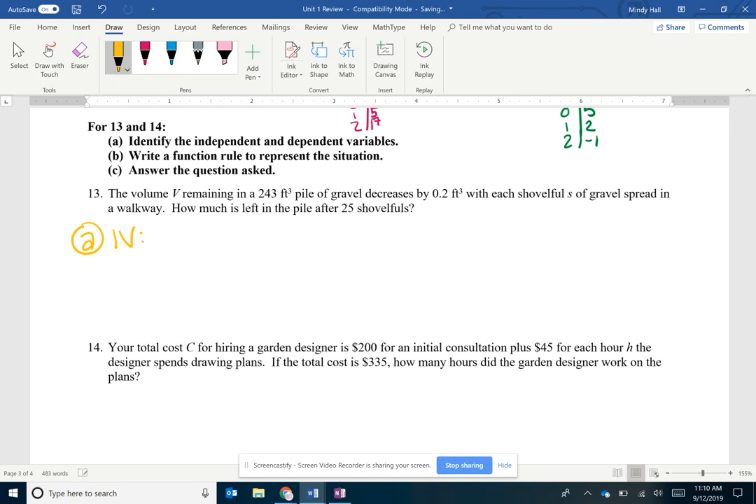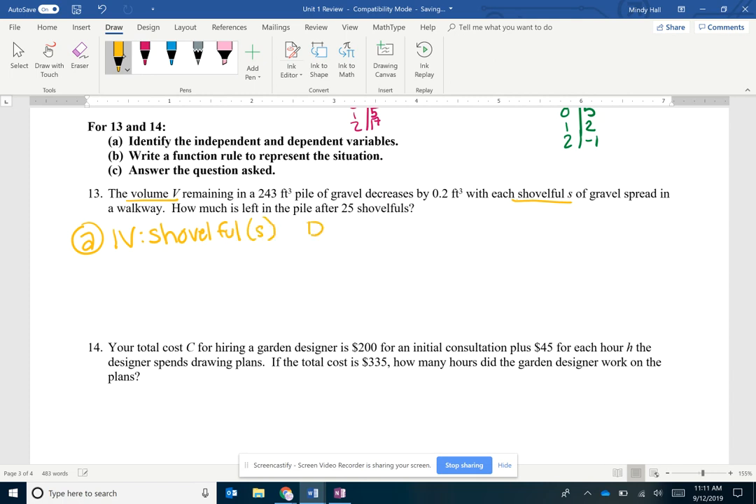We have the volume V remaining in a 243 cubic foot pile of gravel decreases by 0.2 cubic feet each shovelful of gravel spread in a walkway. How much is left in the pile after 25 shovelfuls? Man, that word is a mouthful. So my volume depends on my shovelfuls. So because of that, my independent variable is shovelful.